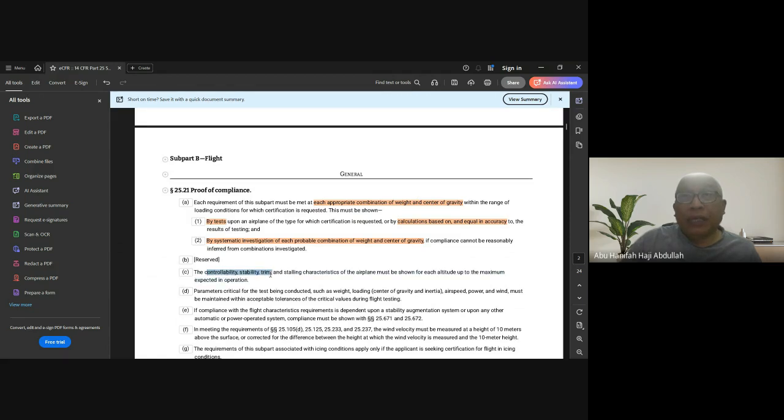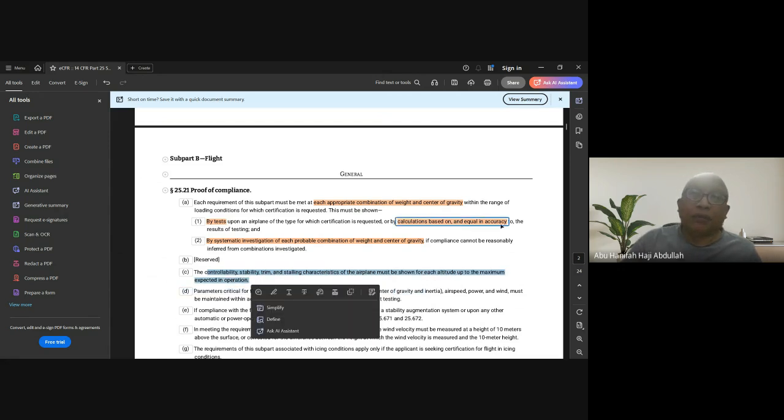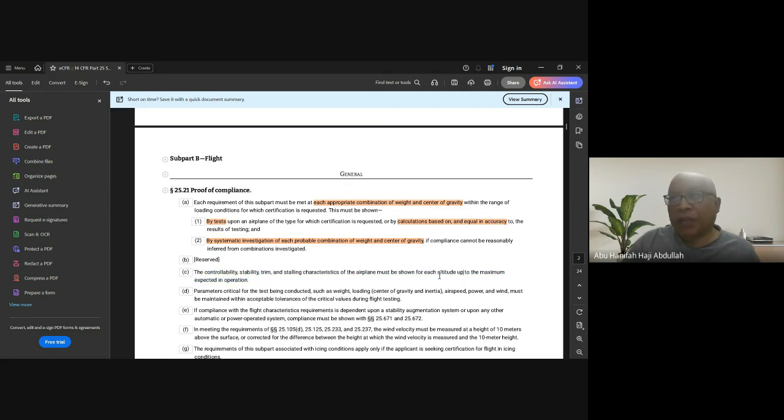Again, controllability, trim, and stall characteristics must be shown for each altitude up to the maximum expected operation. So you need to consider 10,000, 20,000, 5,000, 1,000. You have to do those analyses for every altitude up to maximum expected operation. Do you have any issue of control, stability, trim, and stall, and at what altitude do you see a problem? So that is what it means.